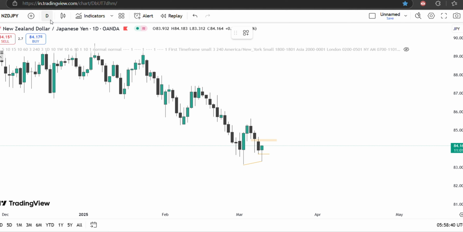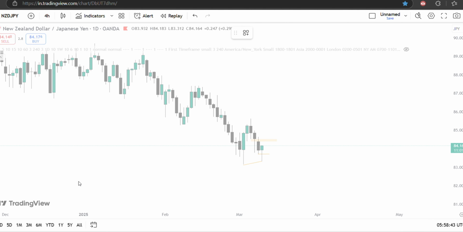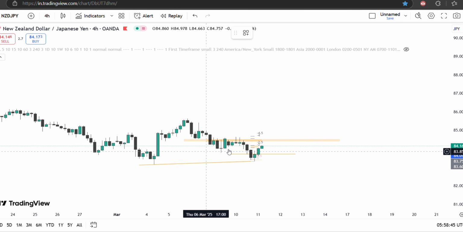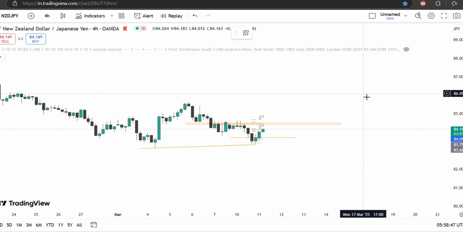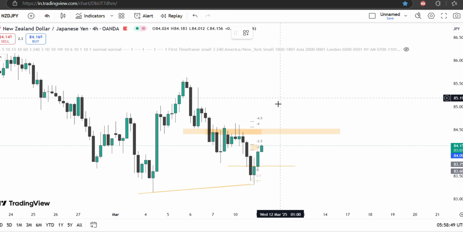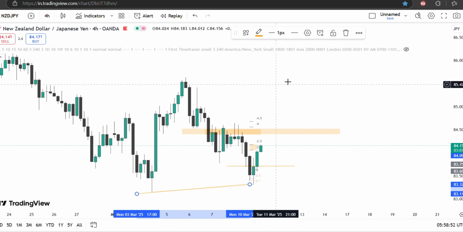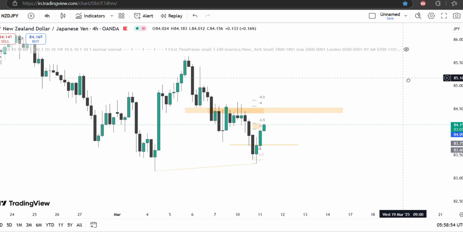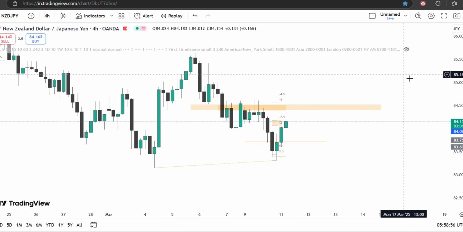So I went to the 4-hour time frame. After my daily buyers, I moved to the 4-hour time frame. And if that 4-hour time frame isn't clear, then I'm not going to trade that pair. That is one thing you have to take notes.